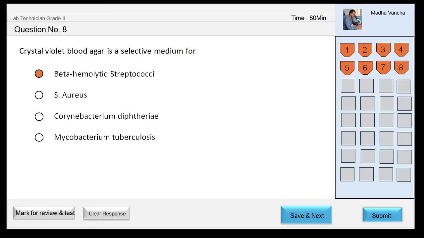So beta hemolytic streptococci grow in crystal violet blood agar media. Generally, streptococci are resistant to crystal violet. So in the preparation of selective medium, while preparing the blood agar, we add crystal violet. This crystal violet suppresses the growth of other bacteria and promotes the growth of the streptococci.